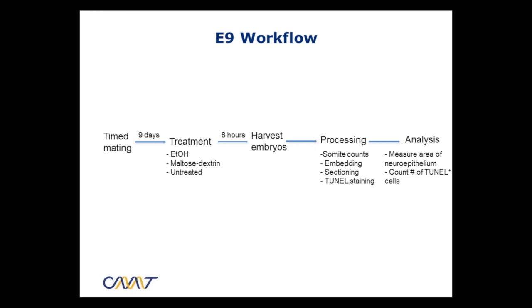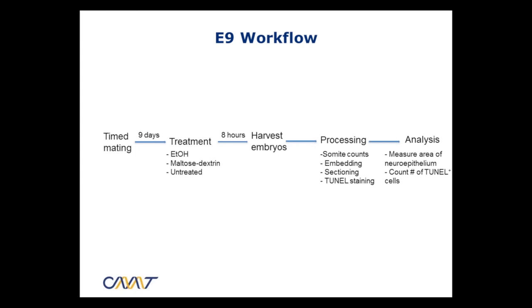So this is just the workflow. Timed pregnant mice are administered either ethanol, or a maltodextrin just to control for the caloric intake, or are left untreated. Eight hours after those exposures, embryos can be harvested. Nine days of pregnancy in the mouse is towards the end of the first trimester equivalent of pregnancy in the human.